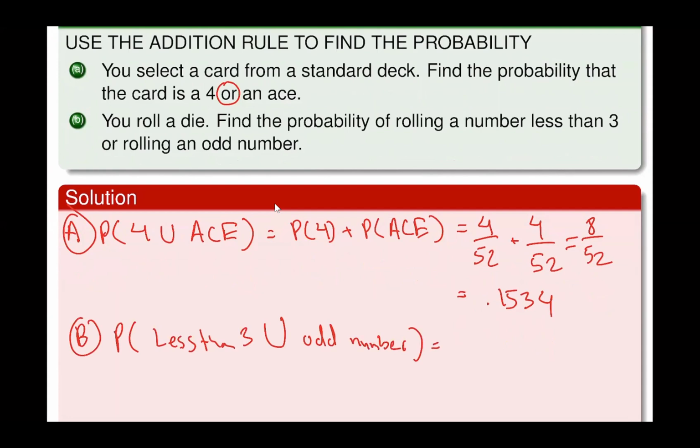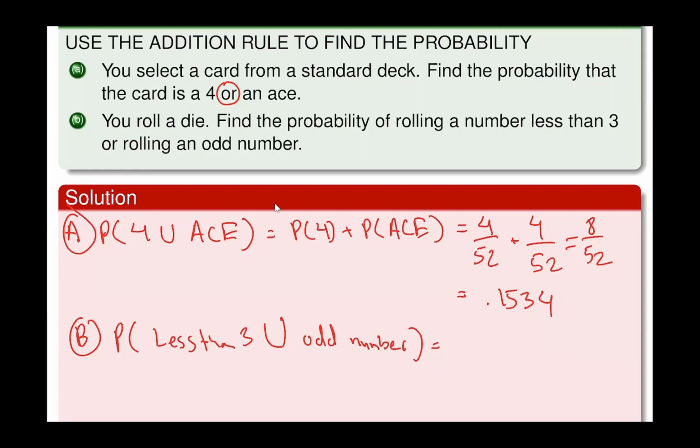All right, so first thing you want to see is whether these are mutually exclusive. Mutually exclusive means either one occurs or the other occurs, but both of them cannot occur at the same time. So is it possible if I roll a die that the die could give me a number that's less than 3, but also is an odd number?